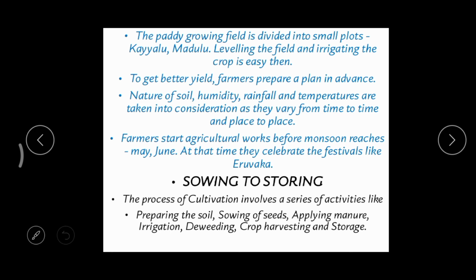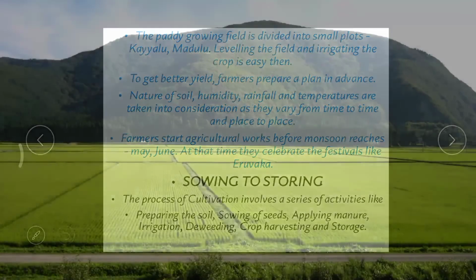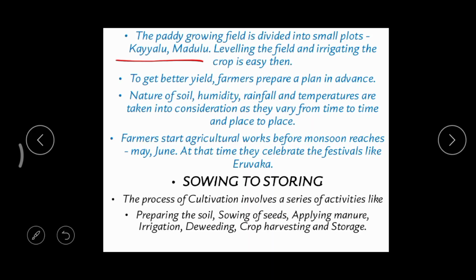Smaller plots. When you observe our surrounding areas, almost all the farmers are growing which crop? That is rice. Have you seen this rice crop is divided into small chambers, and we call them a kayalu or a madulu, right? Like this. So why do they divide them into plots? For easy carrying out of activities. Correct. To maintain all the activities easily, they divide this large field into small plots. So leveling of the field and then irrigating the crop becomes very easy.